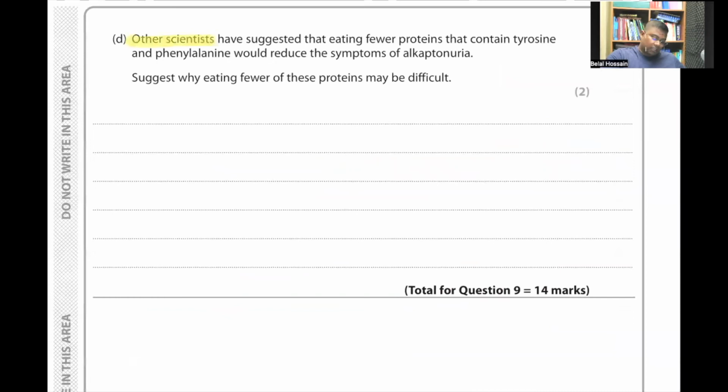Part D. Other scientists have suggested that eating fewer proteins that contain tyrosine and phenylalanine would reduce the symptoms of alkaptonuria. Explain why eating fewer of these proteins may be difficult. Patients may not know which foods contain these proteins, and the proteins can be present in most foods, so the patient cannot be eating nothing. And protein is required for growth and repair of other body tissues.